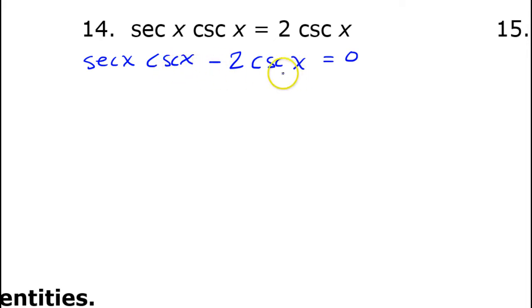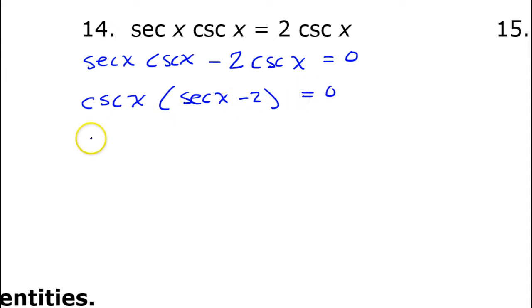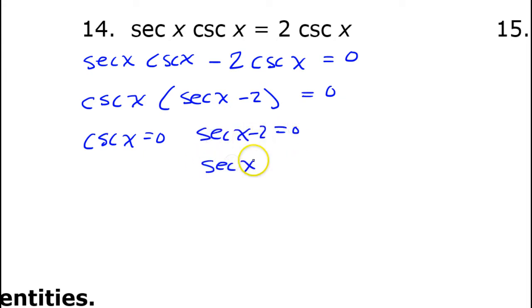And what you want to do, that thing that you were tempted to divide by is now a GCF. So we will take out the common factor of cosecant x, and that will leave behind secant x minus 2 is equal to 0. Now, setting these factors equal to 0, I have cosecant x equals 0, and I have secant x minus 2 equals 0. Adding 2 to both sides gives me secant x is equal to 2.